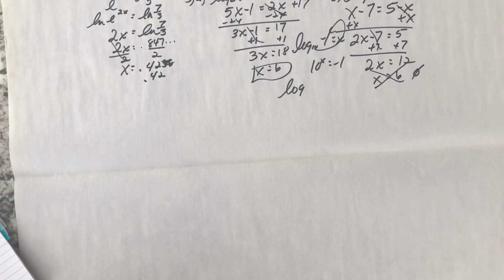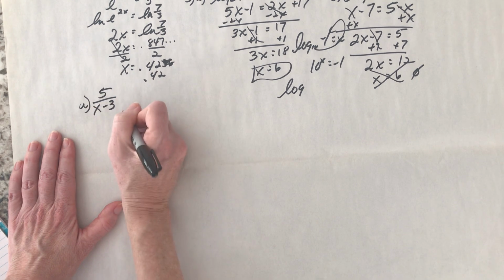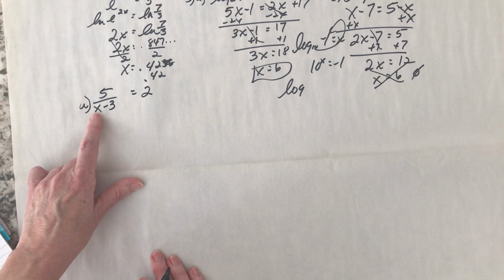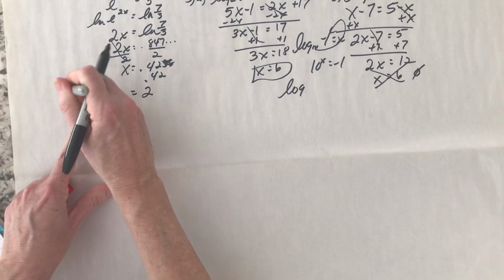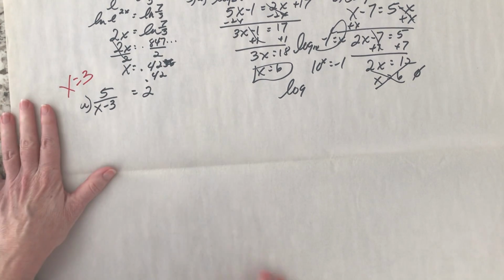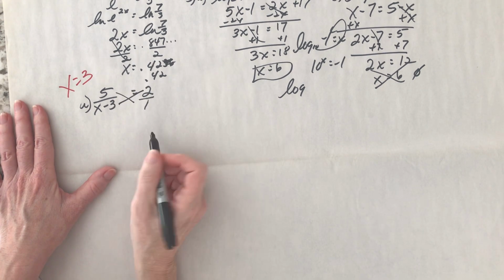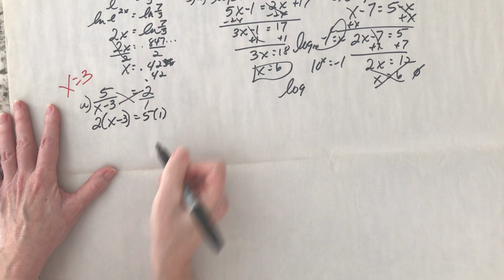Let's move on to the Are You Readies. It says solve each of the following equations which contain a variable in the denominator. So on the first Are You Ready, we've got 5 over x minus 3 equals 2. The thing we've got to be careful of is that we don't end up with an answer that will zero out this denominator. So we've got to be careful that we don't get x equals 3 as an answer, because 3 minus 3, kablooey. What you want to do is put this guy over 1. Then we're able to cross multiply. So 2 times x minus 3 equals 5 times 1.